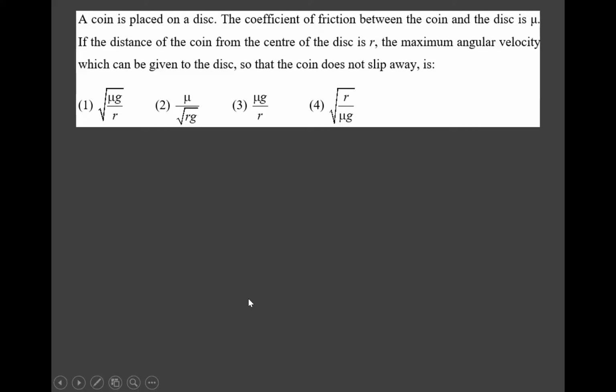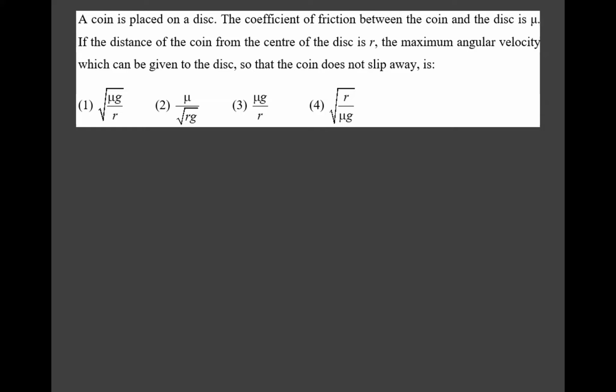Now see here, a coin is placed on the disc. It is at a distance r from the center. And now, if the disc is rotated with angular velocity omega, then here we can understand that this coin will experience the centrifugal force.